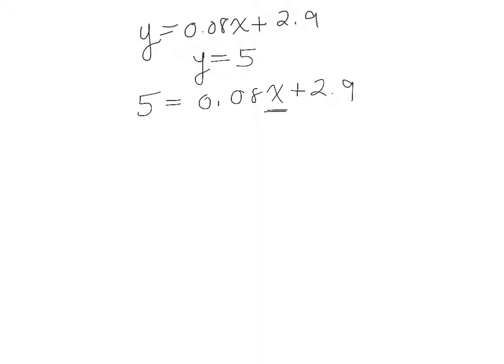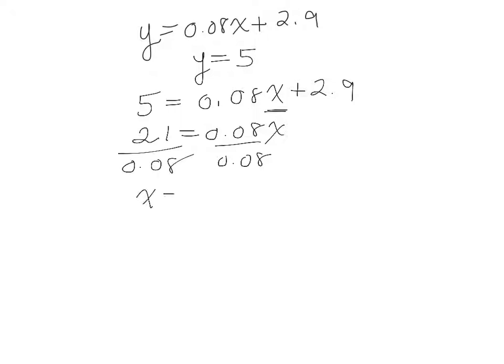So here I'm going to subtract 2.9 from both sides, so I'm isolating that x. I have 2.1 is equal to 0.08x. I'm going to divide both sides by 0.08 in order to isolate x, and I'm going to find that x is equal to 26.25. So the next full year would be 2000 plus 26.25, or going to the next full year would be 2027. So the first full year that cocoa bean production will be 5 million metric tons or exceed 5 million metric tons will be 2027.